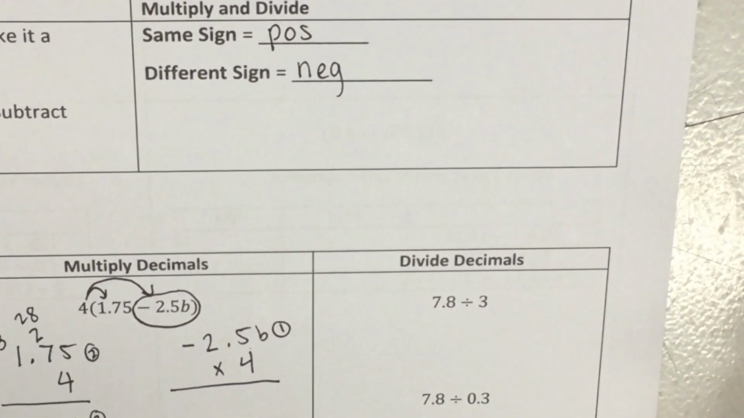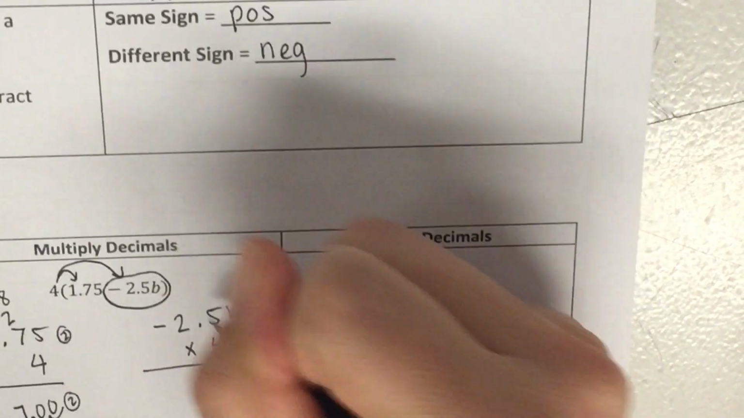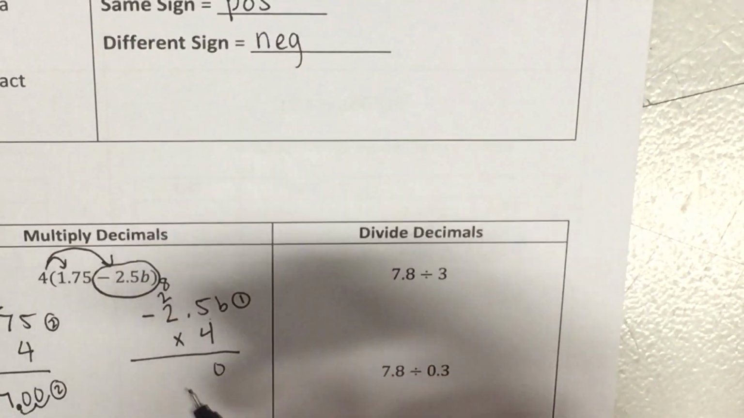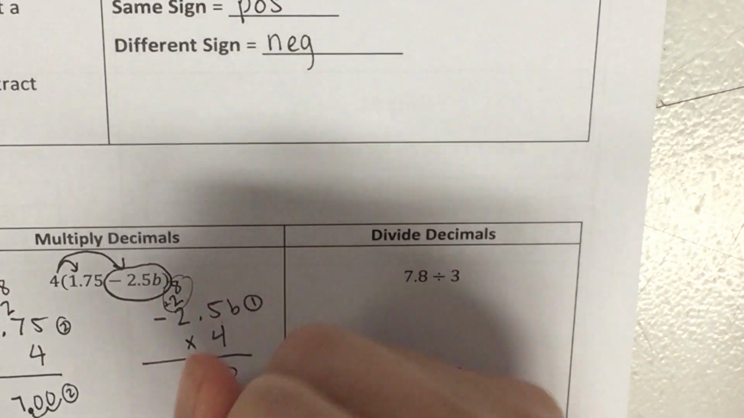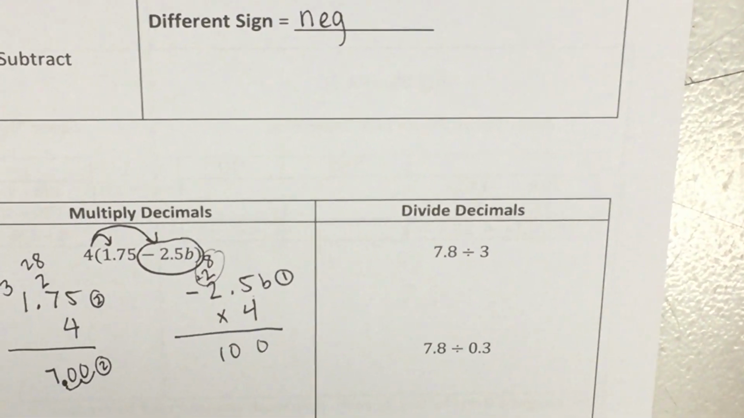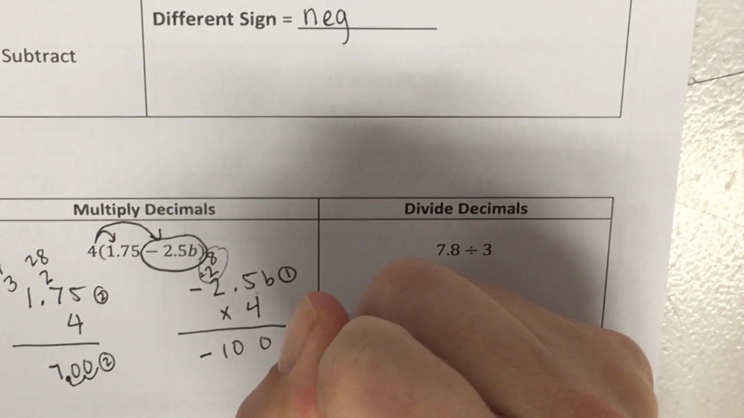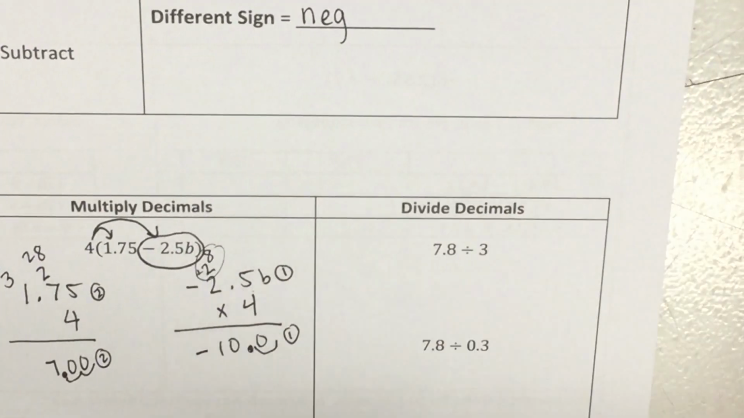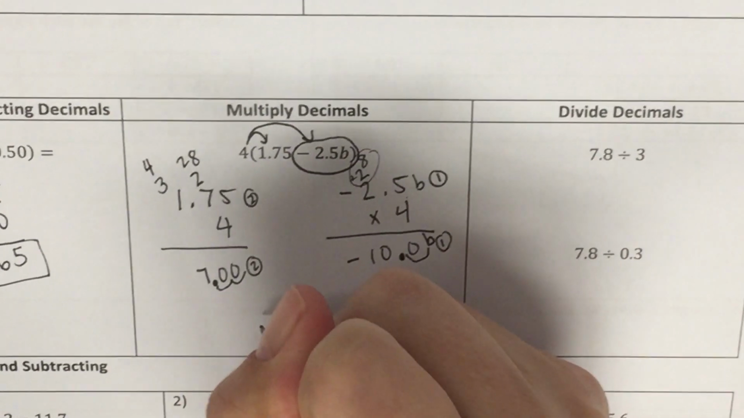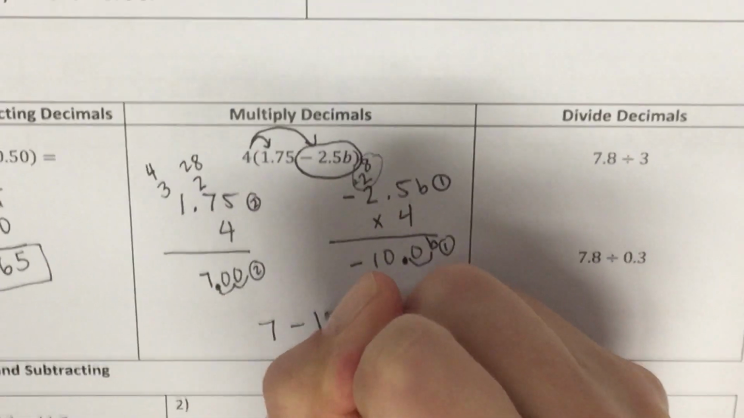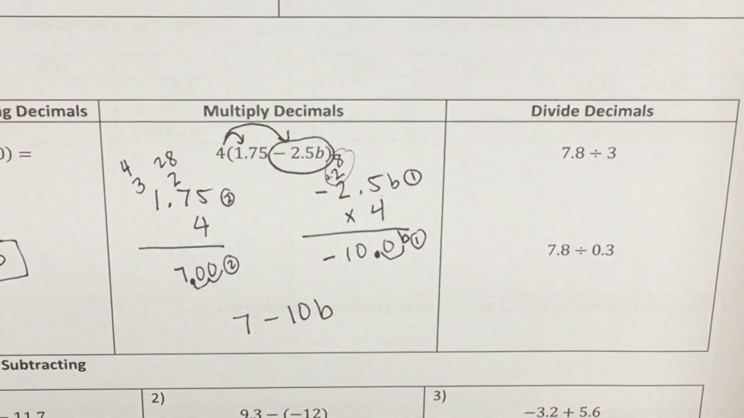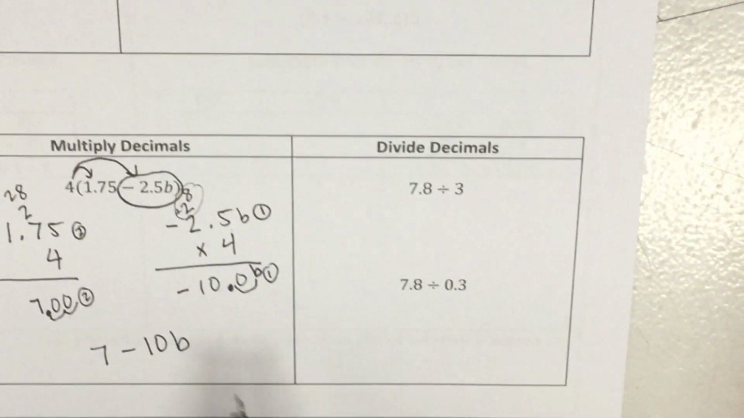So 4 times 5. 20. Good, and I carry that 2. 4 times 2. 8. Plus 2 more. 10. Good, I get 10. The signs were different, so will my answer be positive or negative? Negative. Good, and I move my decimal back in 1 spot to the left. So I get negative 10b. So my final answer would be 7 minus 10b. I dropped the decimals just because everything to the right was a 0. So I could keep them there or I could just get rid of them.